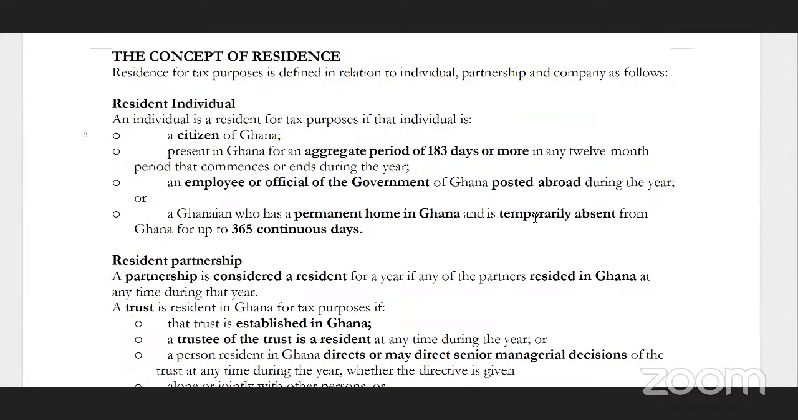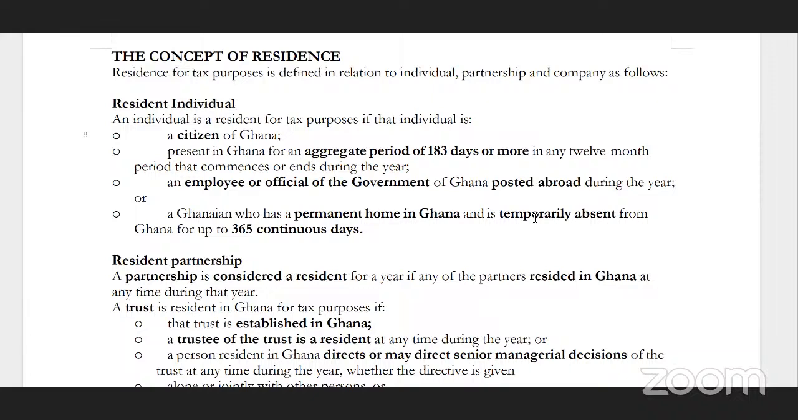Because remember, the ambassador also has other arrangements in the other country. Though he's a government official posted abroad, he may earn other incomes in that other country as well. True or false? Yeah, that's true, which can still lead to double taxation. So this will help you in international tax when we get to residence. I hope that is okay.